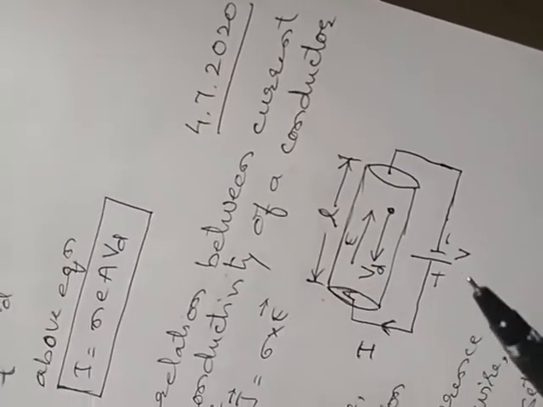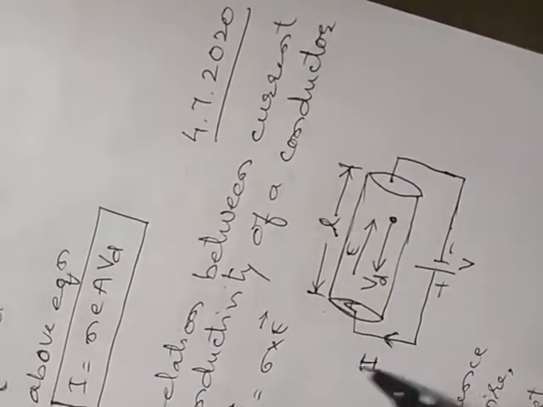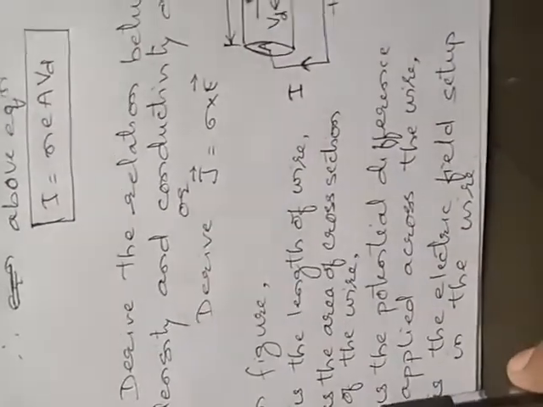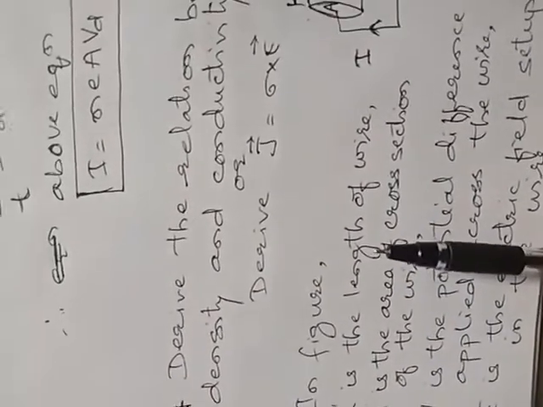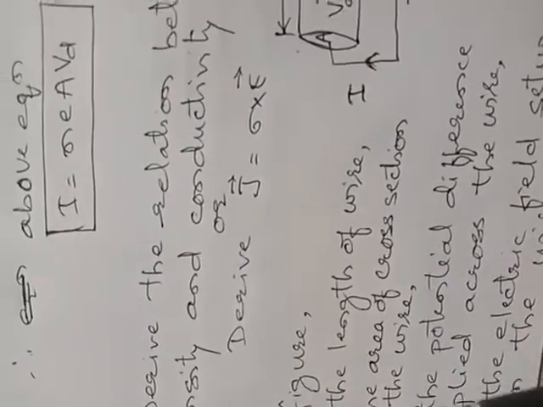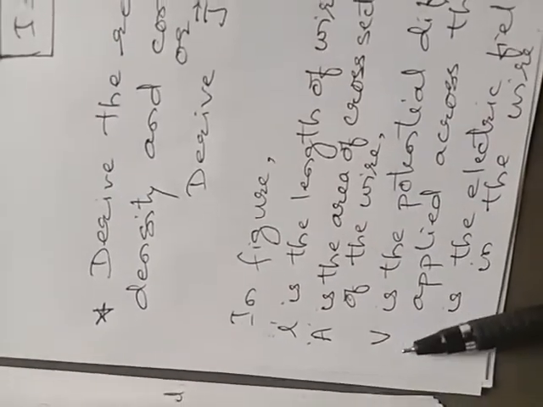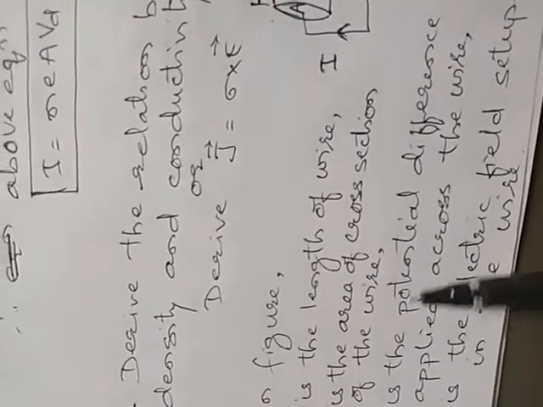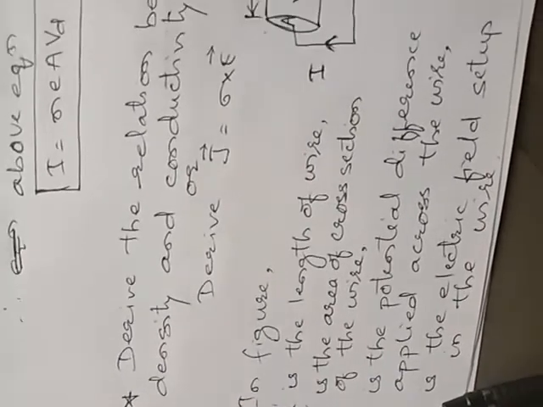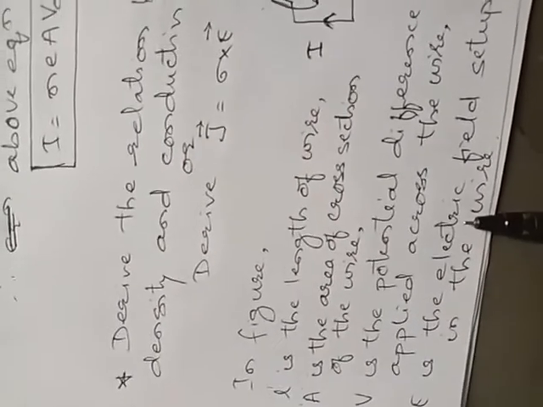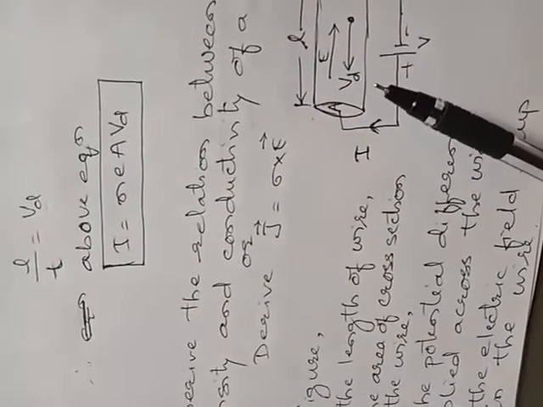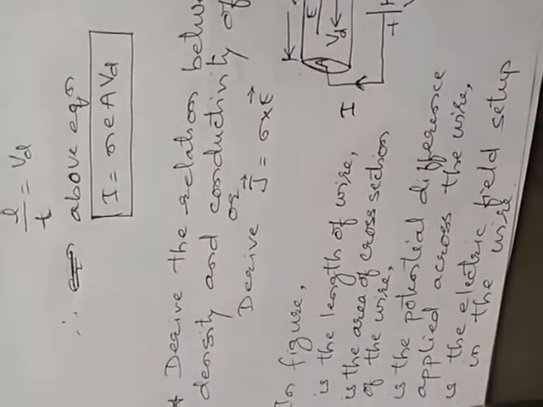Now we have to explain the figure we have drawn, and write the same thing above the figure. L is the length of the wire, A is the area of cross section of the wire, V is the potential difference applied across the wire, E is the electric field set up in the wire. Whatever we have drawn in the figure, that only we have to write.